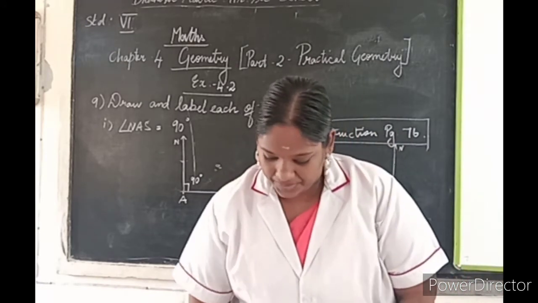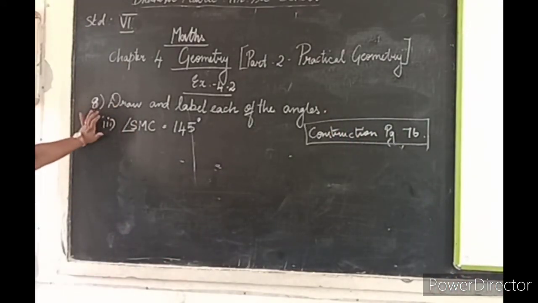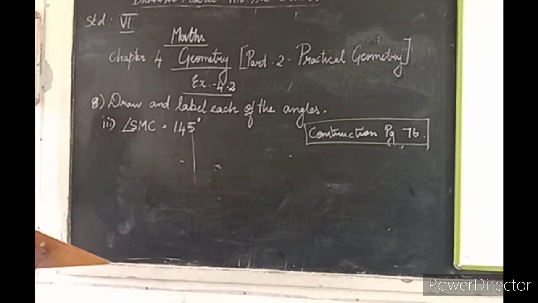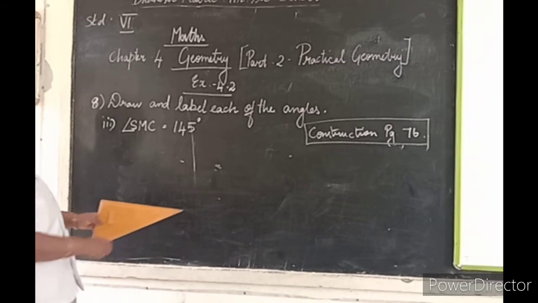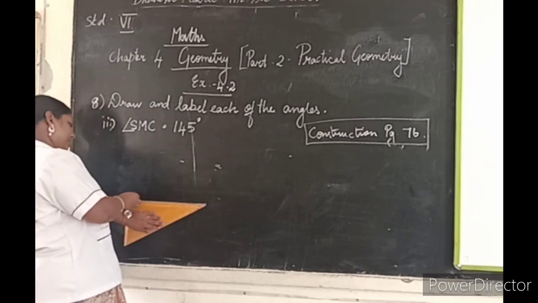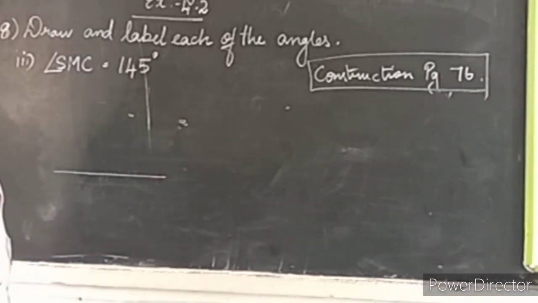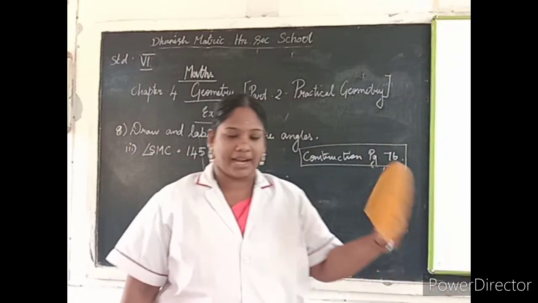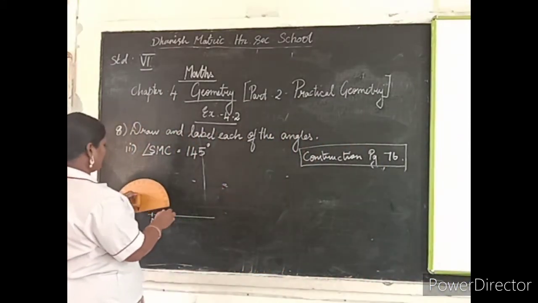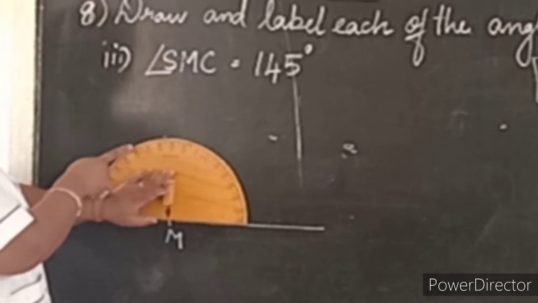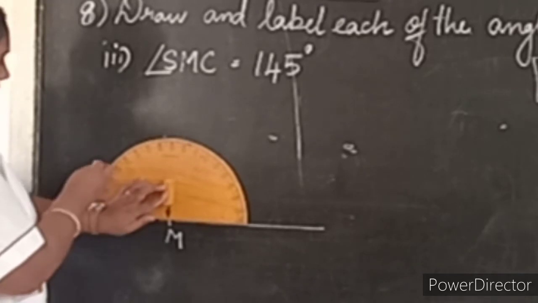You see the next subdivision. What is the first step? See the question. Question number 8, third subdivision. Angle SMC is equal to 145 degree. As I told you, what will be the vertex? M will be the vertex. What is the first step I have to do? I have to keep the ruler here and draw a line without any measurement. Then, what is the second step? Keeping a finger here and marking this one as the vertex point. Yeah. Next, using a protractor, what I have to do? 145 degrees. So, keeping this on the mark line, 90, 100, 110, 120, 130, 140, 145.